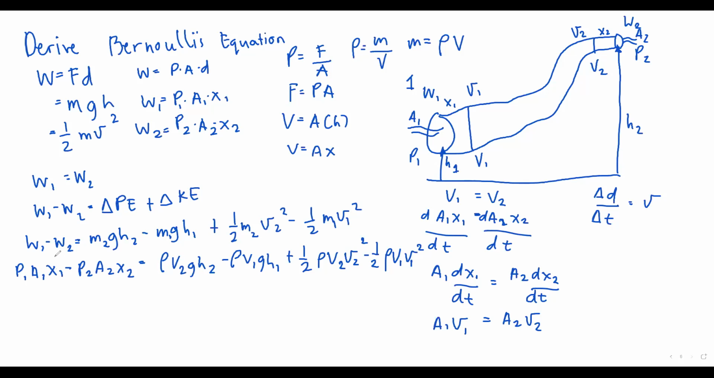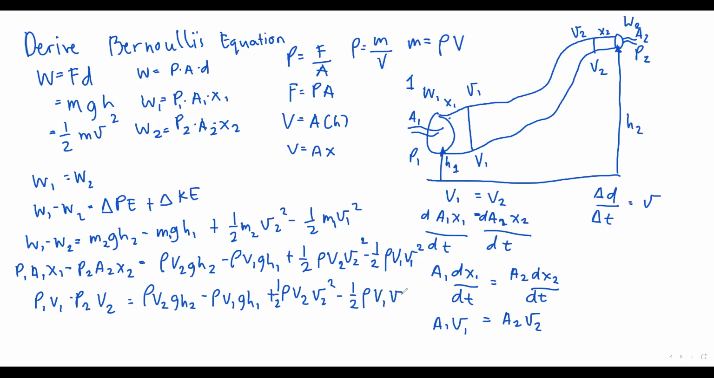We have technically na-prove natin kanina na that volume is equal to the area or cross-sectional area multiplied by distance or a certain length. So pwede natin sabihin na P1V1 minus P2V2. And so on. Copy natin to. Magiging rho 2 GH2 minus rho 1 GH1 plus 1/2 rho V2 squared minus 1/2 rho V1 velocity 1 squared.